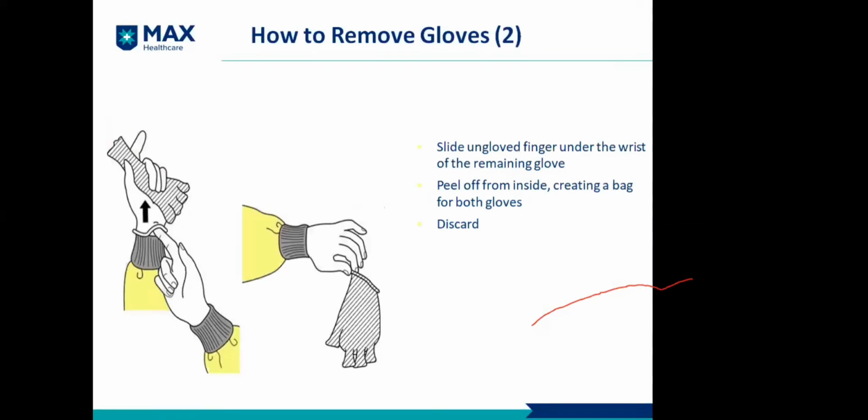Now you see in this picture the contaminated glove which is there. From the other end, slide the ungloved finger under the wrist of the remaining glove and peel off in such a way that it creates a bag of the contaminated glove which has been taken out, and it will go inside the other glove.